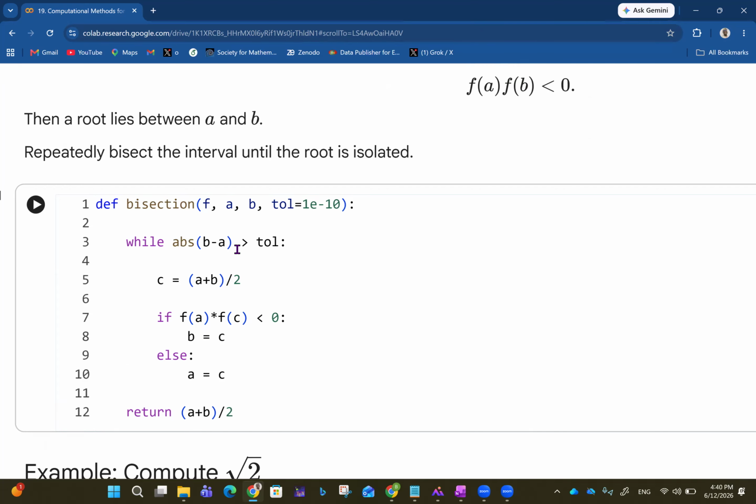So while the absolute value of b minus a is greater than the tolerance, then c has got to be a plus b over 2. If f of a multiplied by f of c is less than 0, then b is equal to c. Else a is equal to c, and you return a plus b over 2. So you keep doing that. So I run this now.